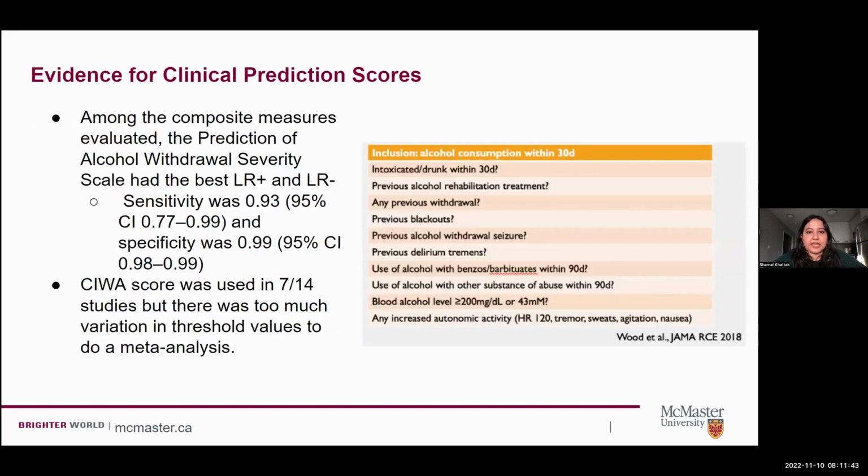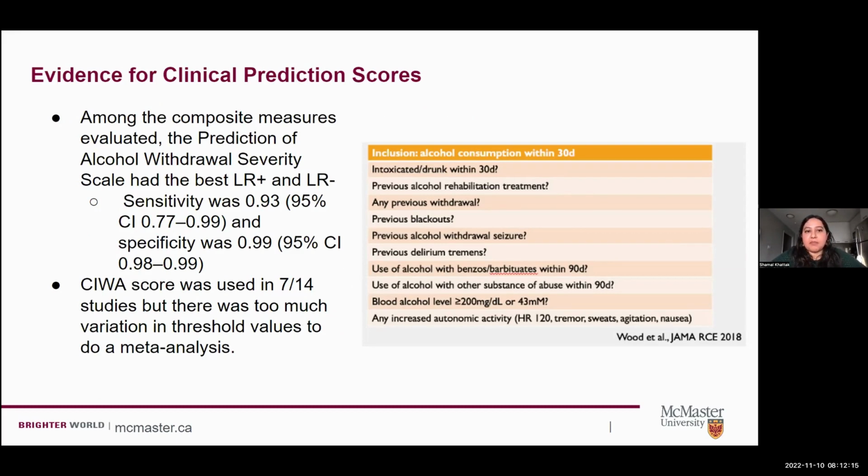the scores that they compared and contrasted, there were 3 scores that were represented in their 14 study sample. The CIWA score was used in 7 of the 14 studies, but because of variation in threshold values, it did not meet criteria to be valued in meta-analysis. For example, we use a cutoff value of greater than 8, but some studies that reported CIWA scores as predicting development of withdrawal used cutoffs of greater than 15 or greater than 10. Because of that variation, it was difficult to assess.